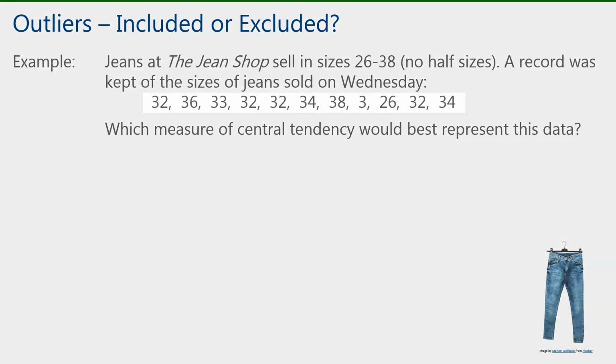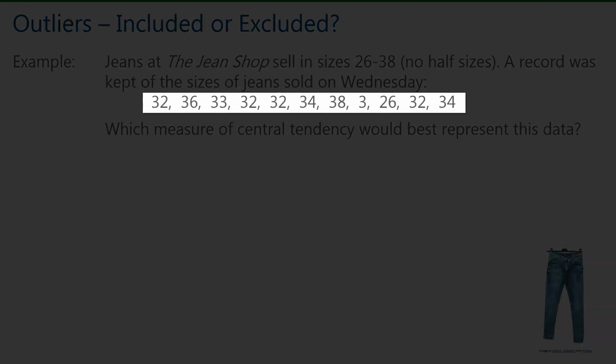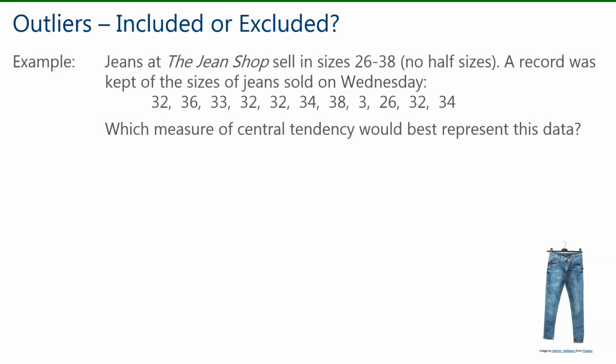The jean sizes recorded include 32, 36, 33, 32, 32, 34, 38, 3, 26, 32, and 34. There is definitely a value here that stands out. That value being 3. This is definitely an outlier, and we can come to the conclusion that there was an error made in recording. We are told that the jean sizes have to be between 26 and 38. 3 is certainly not in between those values. There must have been an error with the recording, so we will exclude this particular value.